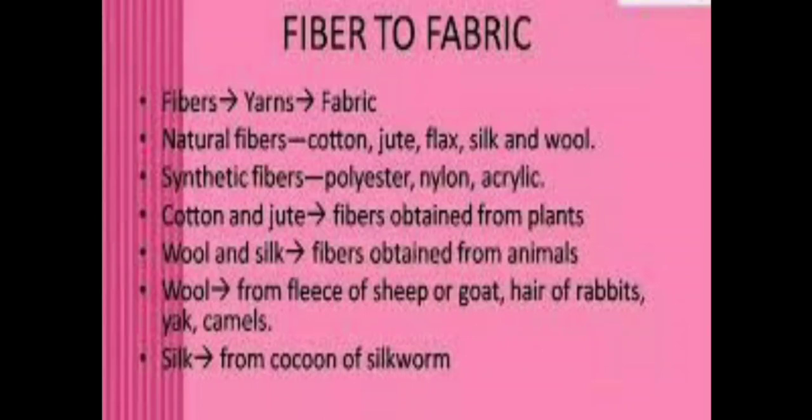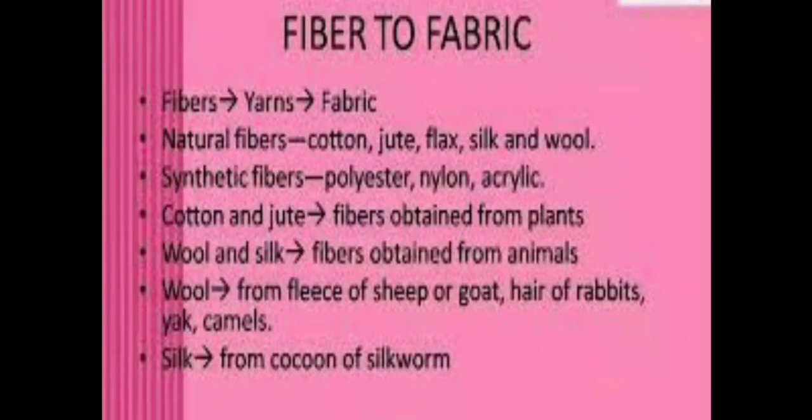Next, natural fibers: cotton, jute, flax, silk and wool. Synthetic fibers: polyester, nylon, acrylic. Cotton and jute, you are going to learn, are fibers obtained from plants. And wool and silk are fibers obtained from animals.